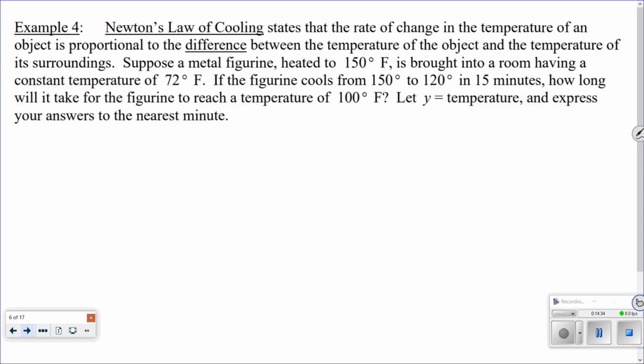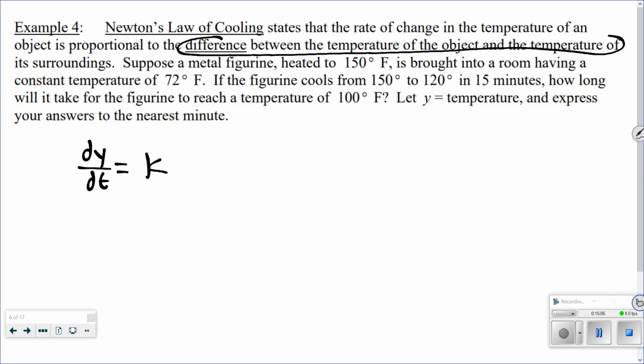So we just talked about that whole relationship between the rate of change and a variable, and if it's proportional, then we can set up that whole relationship. So let's write this down. I'm going to say dy/dt, the rate of change, is proportional. What that means is I can go k times, and what's it proportional to? This is important. It's proportional to the difference between the temperature of the object and the temperature of its surroundings.